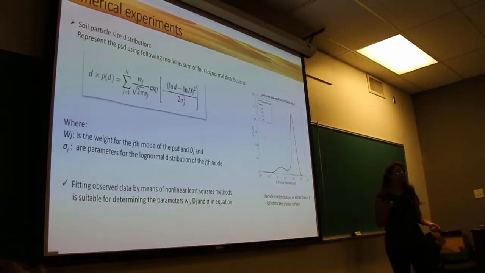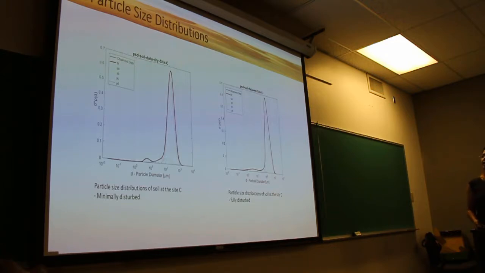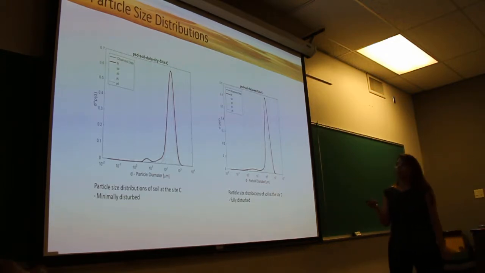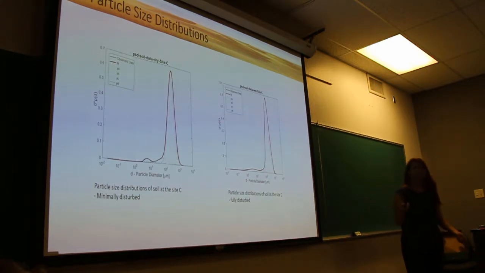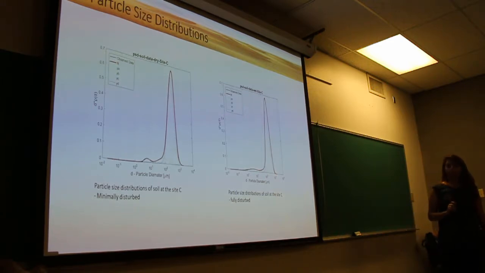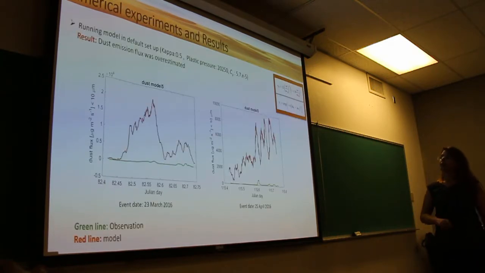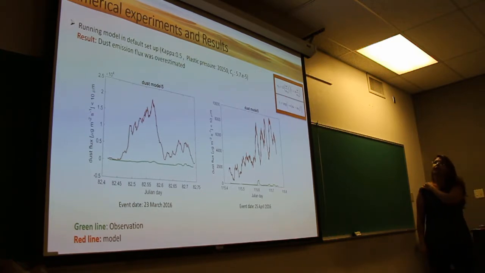It means that we got a really good fit with the observational data. Here, I just put these two together to show you the minimally disturbed and fully disturbed particle size distribution together to have a comparison between them, and you can see that there isn't much difference between the fully and minimally disturbed in our area. So then we try to run the model with the default setup.